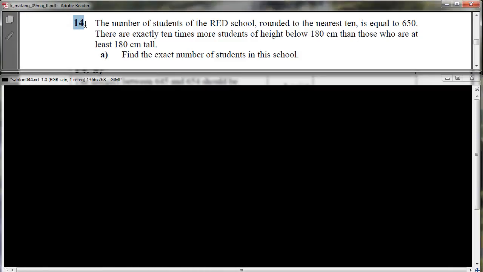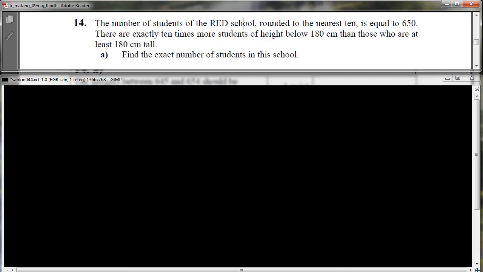Okay, so let's see exercise number 14. The number of students of the red school rounded to the nearest 10 is equal to 650. There are exactly 10 times more students of height below 180 cm than those who are at least 180 cm tall. First of all, we have to find out the exact number of students in this school.